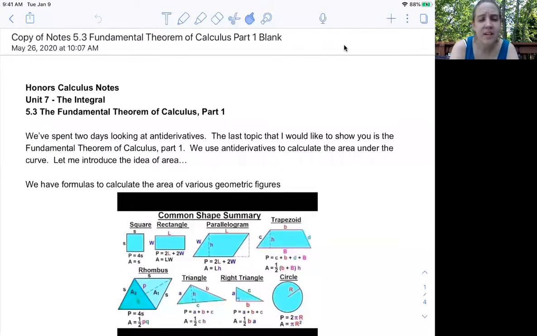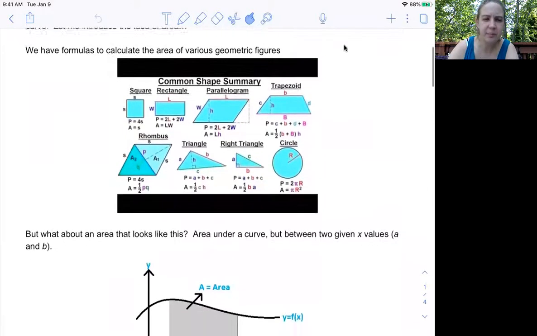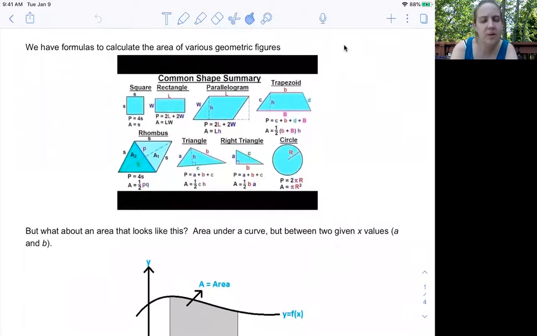We use antiderivatives to calculate the area under the curve. So let me show you how this works. This is why we have to know those antiderivatives. From your middle school and elementary school days, you have the formulas to calculate the area of different geometric figures. This is just a figure that I grabbed off the internet. We know the area of a square, a rectangle, a parallelogram, a trapezoid, a rhombus, two types of triangles, and a circle.